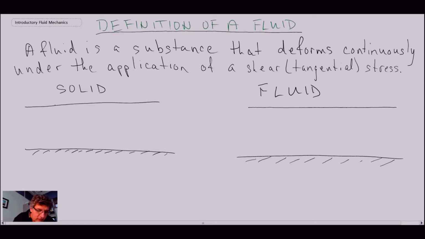And we'll draw two lines in the solid and two lines in the fluid. And then let's assume that we exert a force on the top plate. So here we have the top of the solid and this is the top of the fluid. We're going to assume that we exert a force like this and like that, and we'll compare what happens between the two different substances. So in one case we have the solid, in one case we have the fluid.